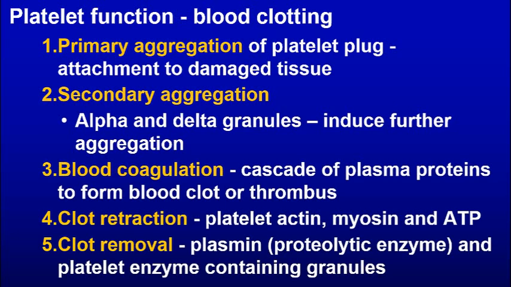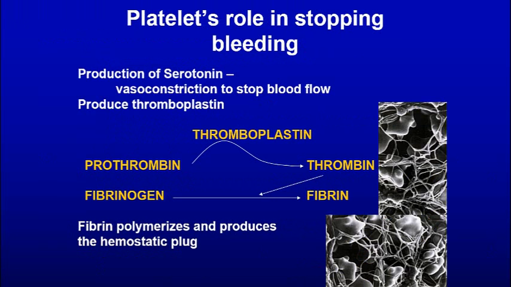And then you get a cascade of plasma proteins to produce the clot, or the thrombus, which contains enzymatic activity. And then from there, the clot is retracted. At that time, it's called actomyosin. ATP is involved. And then finally, the clot is removed. So those are the primary aggregation, secondary aggregation, cascade of proteins that make the mesh, and then the retraction, and then finally removal of it.